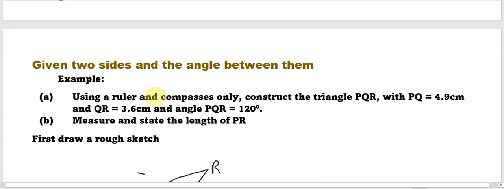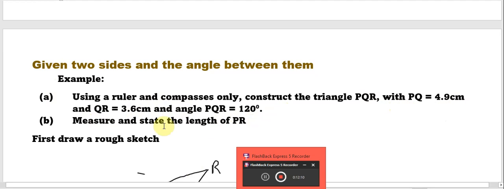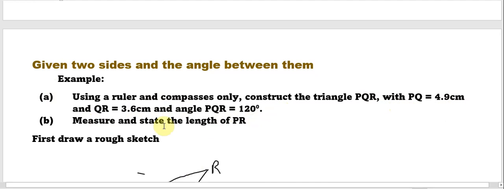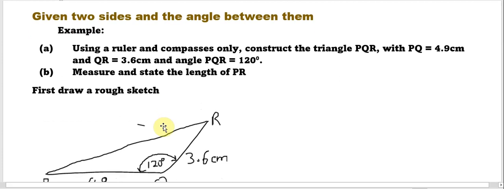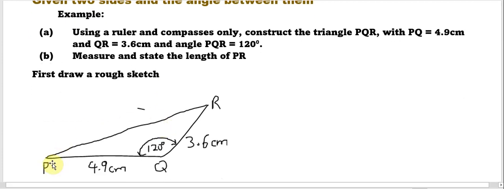It says using a ruler and compass only, construct the triangle PQR with PQ equal 4.9 centimeters, QR equal 3.6, and angle PQR equal 120 degrees. Measure and state the length of PR. So here is our rough sketch. So we have PQ as 4.9. Then we have a 120 degree angle at Q, and then QR is of length 3.6 centimeters.